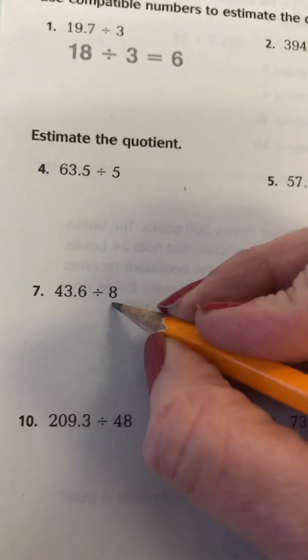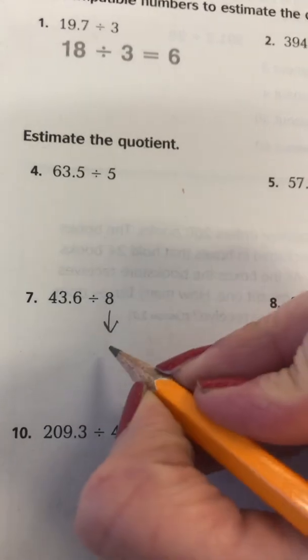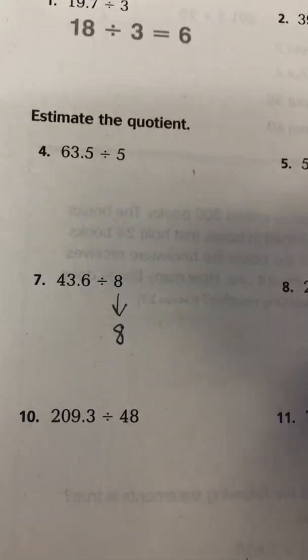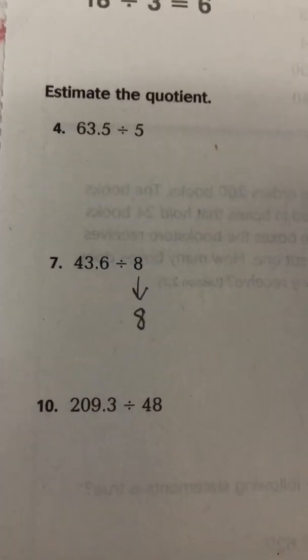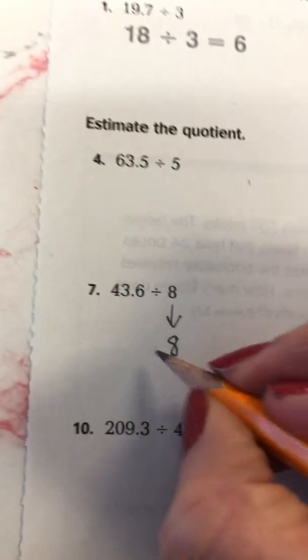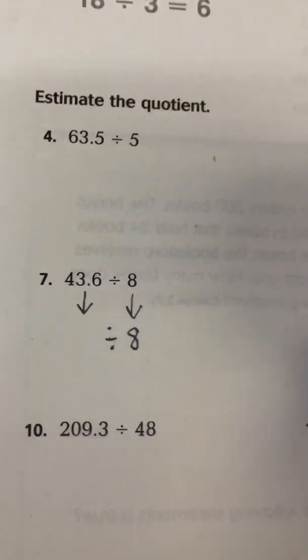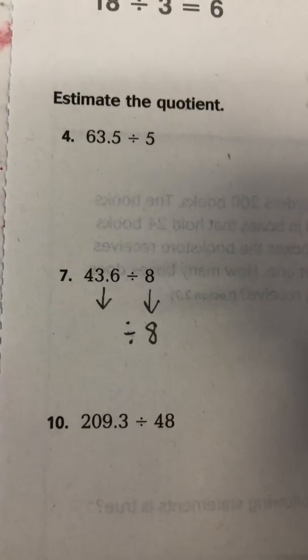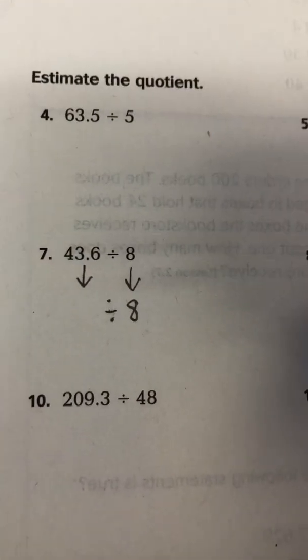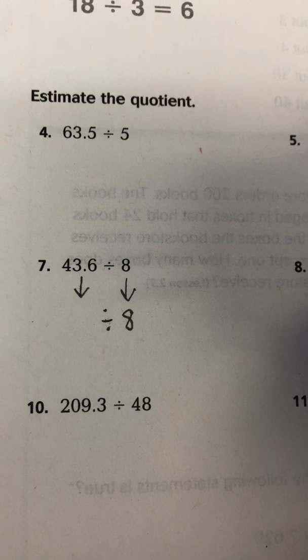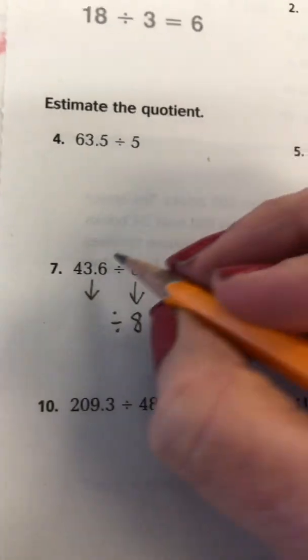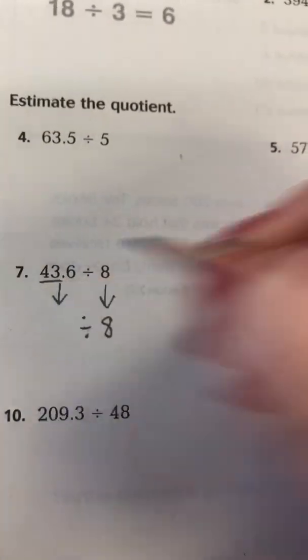So starting with the 8, we're going to leave it an 8 because it is a single digit. All single digits you're going to want to leave alone, okay? So then I'm going to copy down the division sign. And then I'm going to change this one as well. I want to make it a compatible number, a number that is a lot easier to divide in my head. So I'm going to look at the first two digits, the 43.